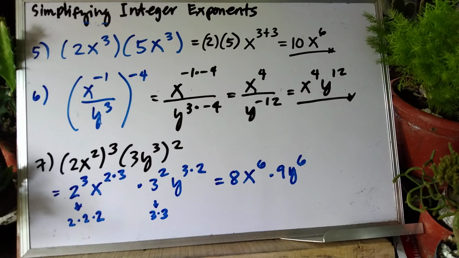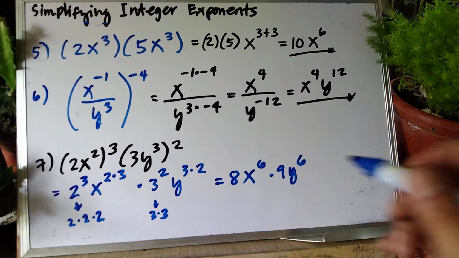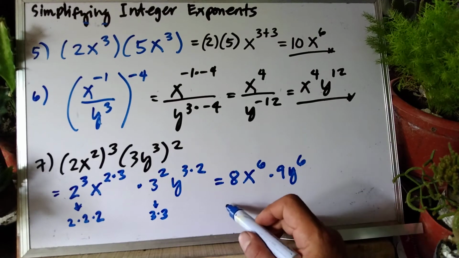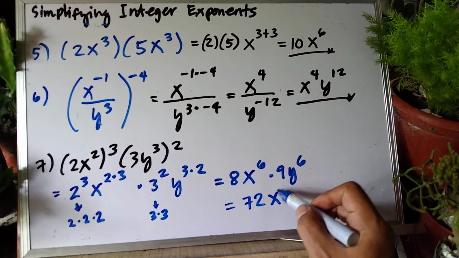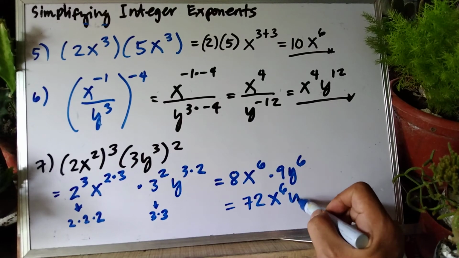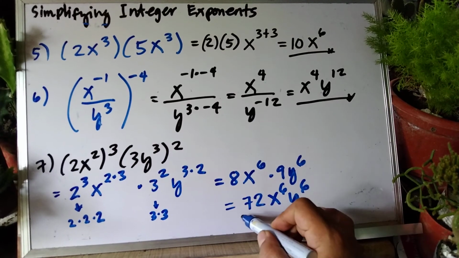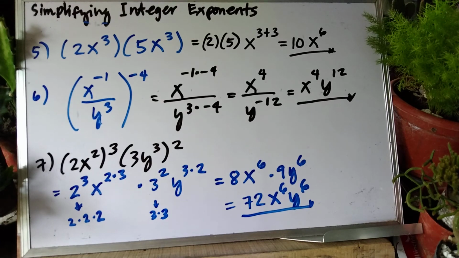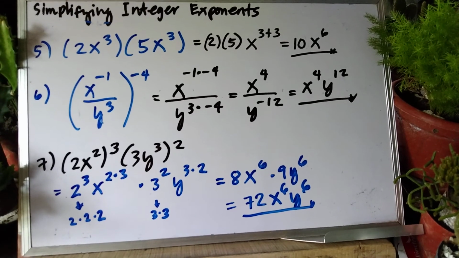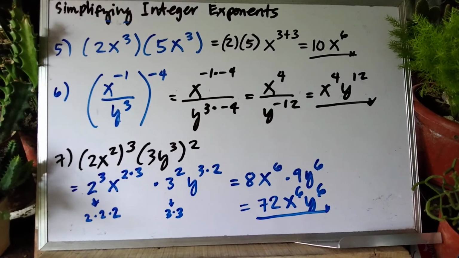Okay? So are we true? Wala pa. Kaya naa pa may 8 times 9. So what is 8 times 9? You have 72. Then you copy the variable x to the power of 6, y to the power of 6. Okay, that's it. Okay? That's all for this example.